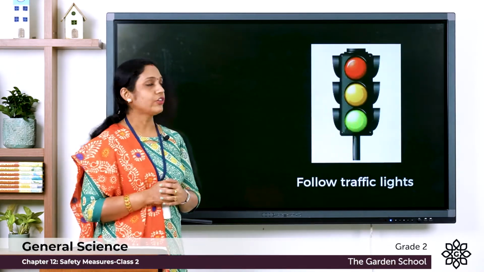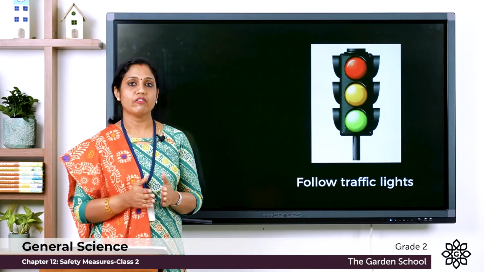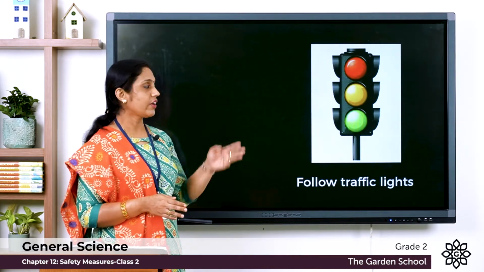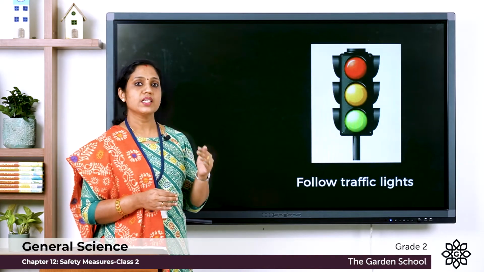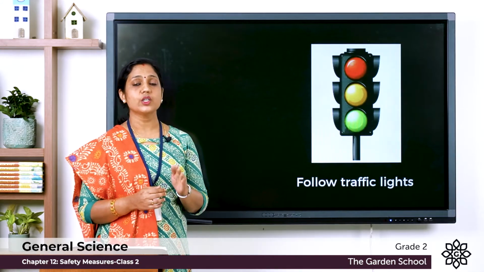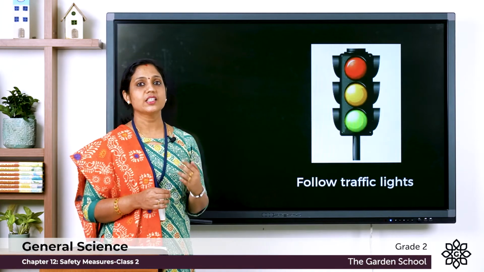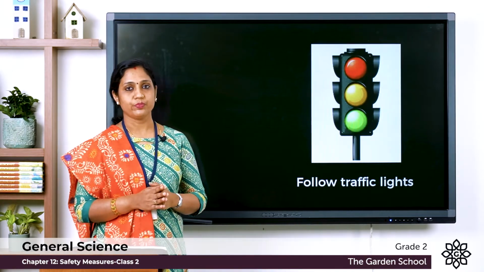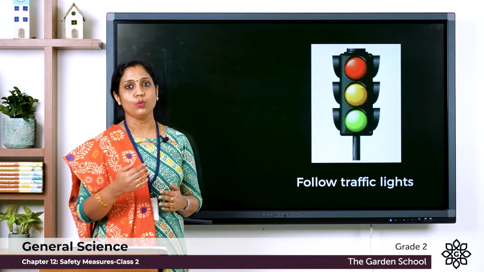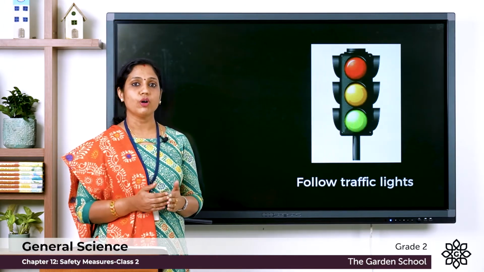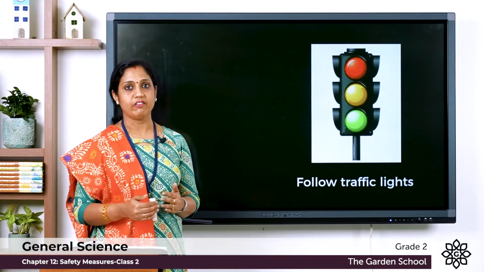You have to follow the traffic lights. So what does this traffic lights indicate? You can see that there are 3 lights. So when it is red light, it indicates that you need to stop there. And when it is orange, it indicates that you need to get ready. And green light says to move on. So it's very important that you follow the traffic lights whenever you are traveling.